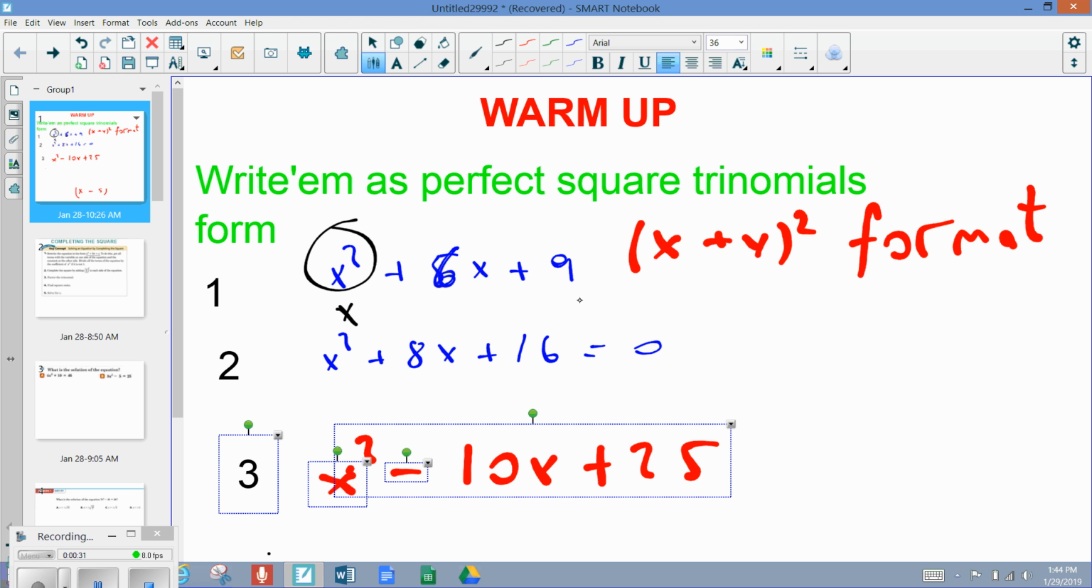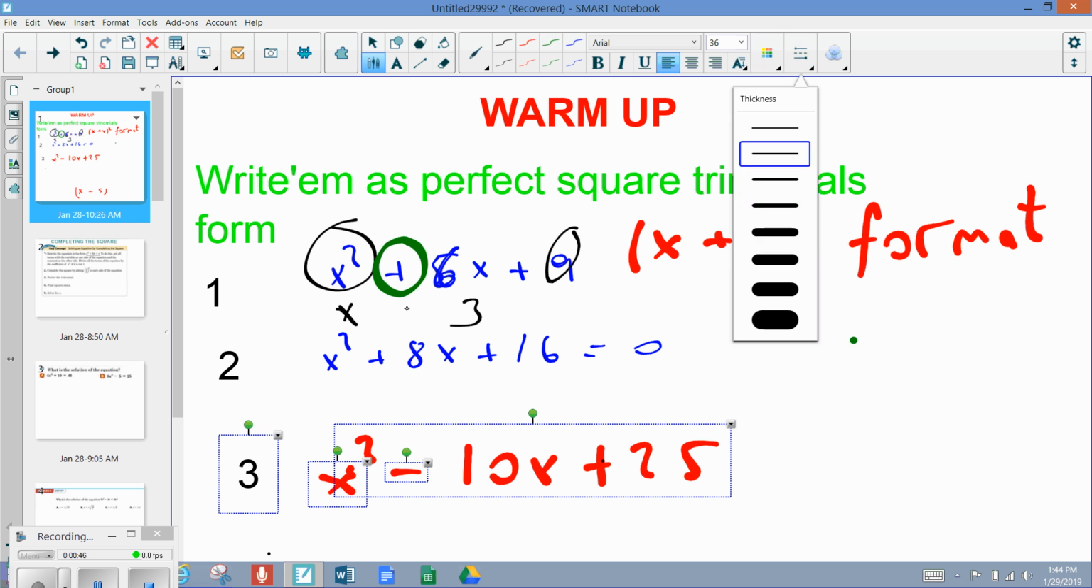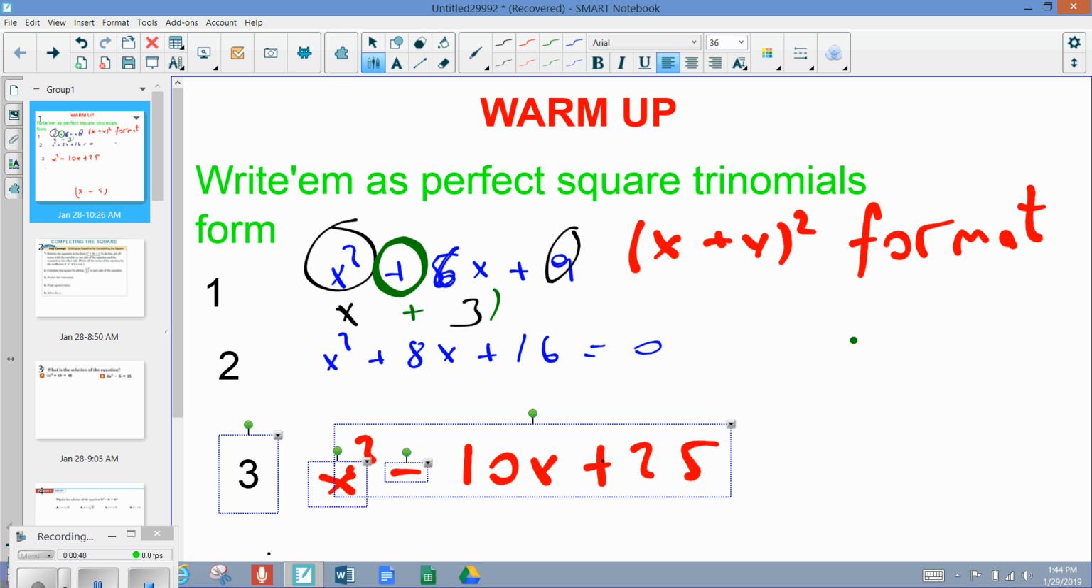And then you're checking the third term, it's 9. Of course, that's a perfect square. What is the square root of 9? 3. So at the end, you check the sign in the middle. It's plus, it goes in the middle, and you make it square.